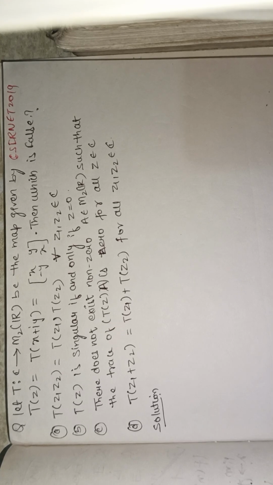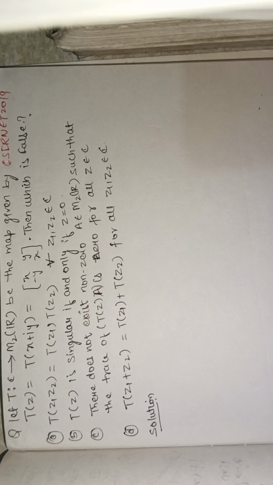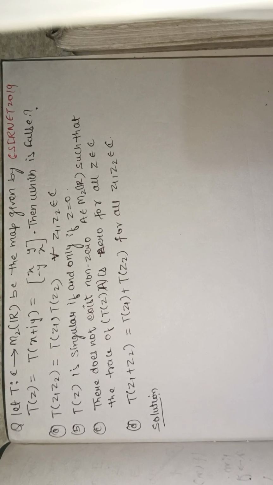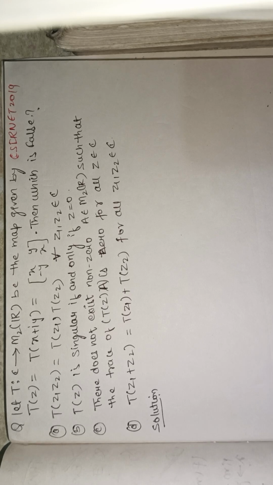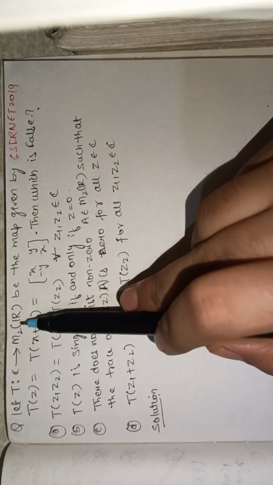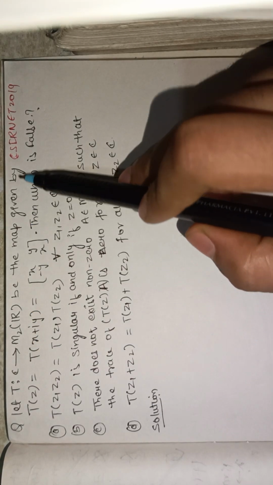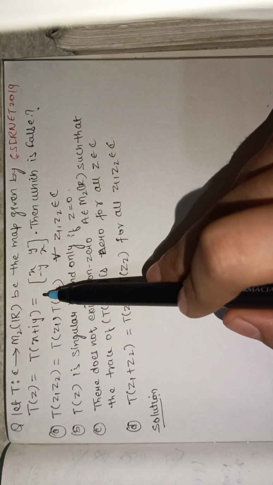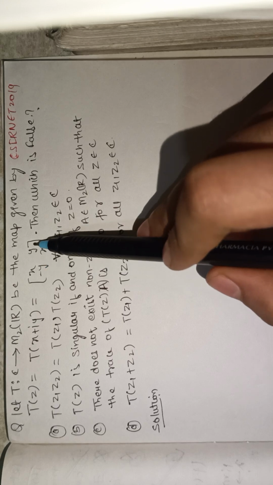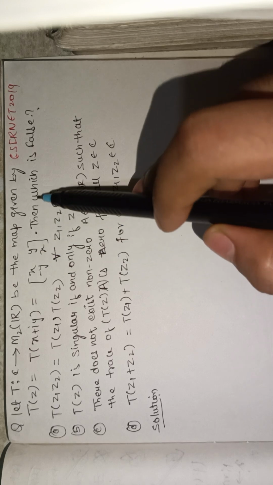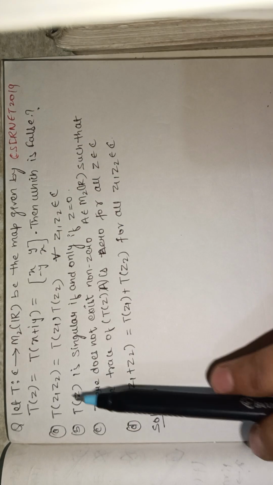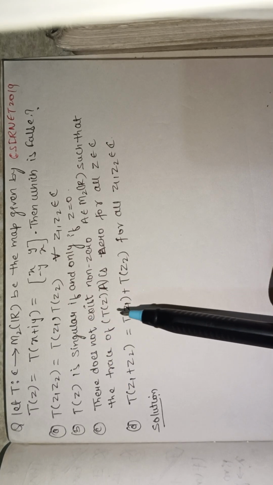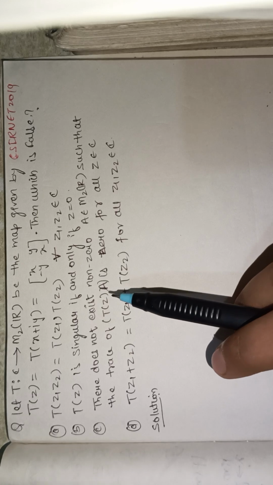In this video lecture, I am going to discuss the next PYQ of real analysis asked in CSIR NET 2019. So our question is, let T from C to M2(R) be the map given by T(z) = T(x + iy) = [[x, y], [-y, x]], then which is false? So here we have to find the false option in the given options. We'll see one by one.